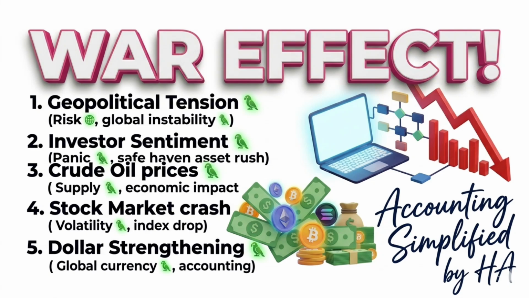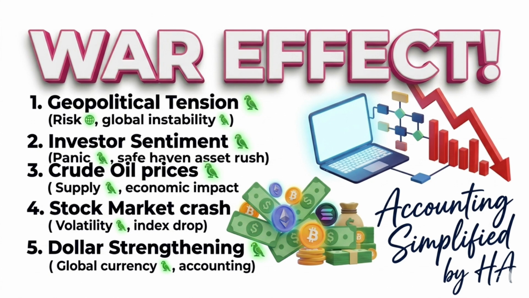Let's analyze this situation. First, let's understand the core factors when warfare rises. The global accounting landscape changes instantly. Point 1. Geopolitical tension. Increased risk creates global instability, causing investors to panic. Point 2. Investor sentiment. Market panic leads to a rush for safe haven assets, pulling money out of risky markets.